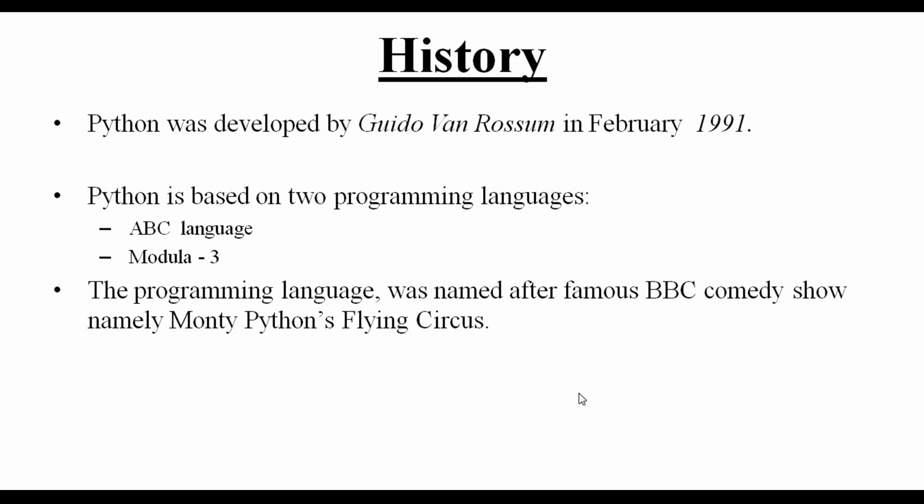Now, the first two lines I already explained. Python was developed by Guido van Rossum in February 1991. Python is based on two programming languages. First is ABC language and second is Modula 3. These are the predecessors of Python, so Python is fully based on these two.